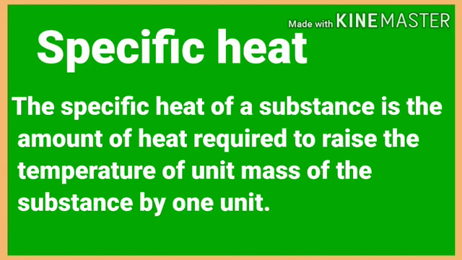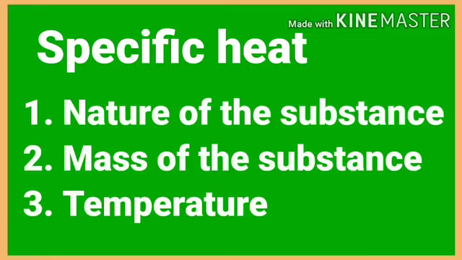The specific heat of a substance is the amount of heat required to raise the temperature of unit mass of the substance by 1 unit. The specific heat mainly depends on the nature of the substance, mass of the substance and temperature. Now we will learn each of them one by one.